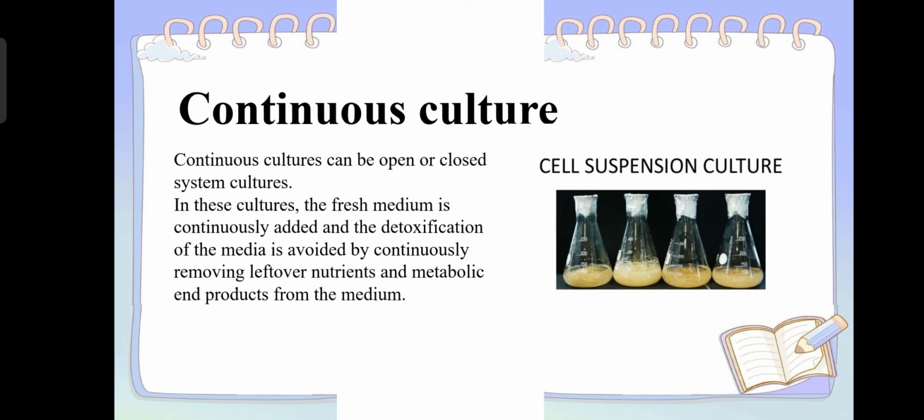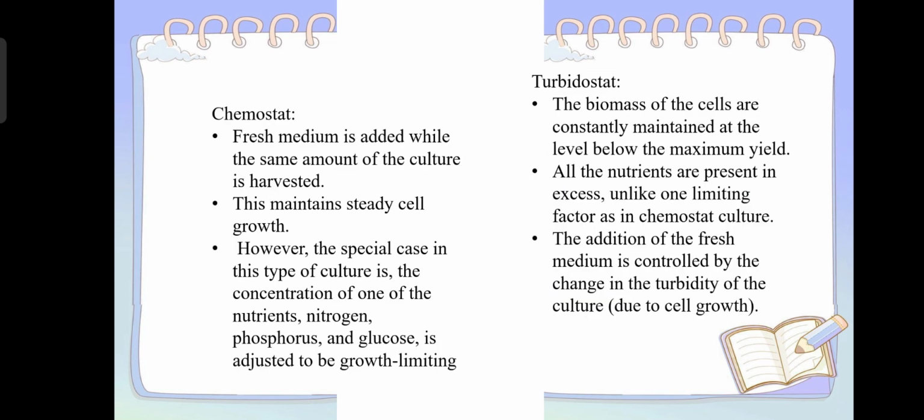Continuous culture. Continuous cultures can be open or closed system cultures. In these cultures, fresh medium is continuously added and the detoxification of the media is avoided by continuously removing leftover nutrients and metabolic end products from the medium. Chemostat. Fresh medium is added while the same amount of the culture is harvested. This maintains steady cell growth. However, the special case in this type of culture is that the concentration of one of the nutrients, nitrogen, phosphorus, or glucose, is adjusted to be growth limiting.